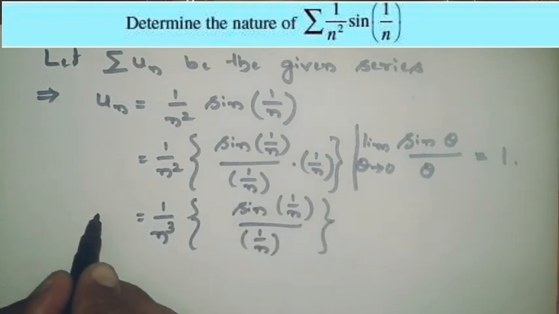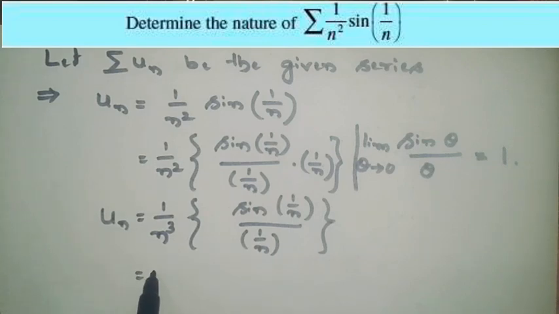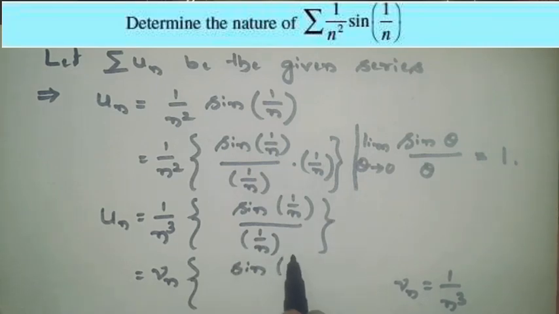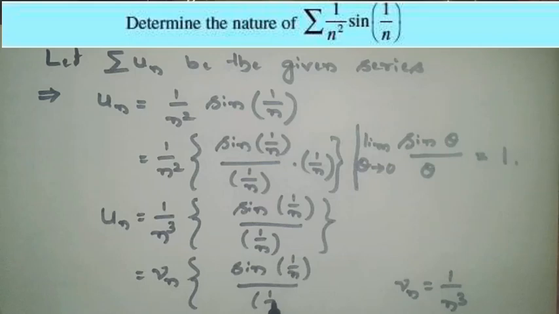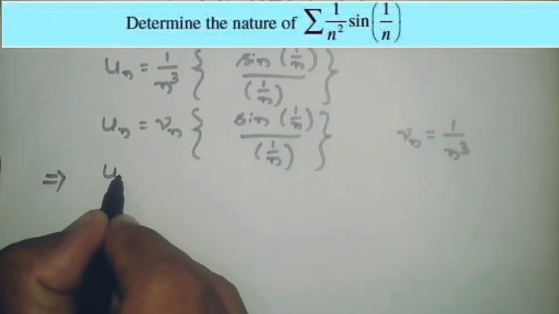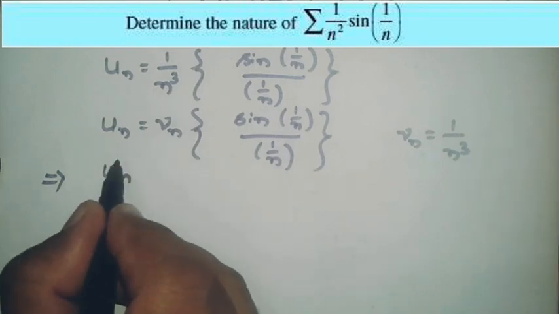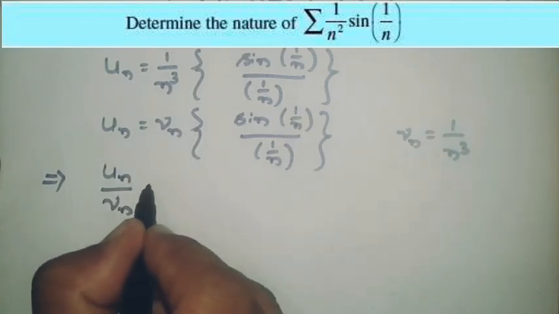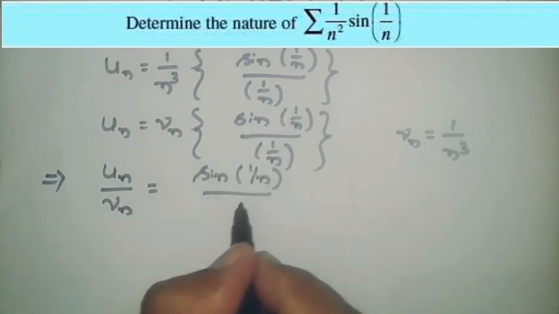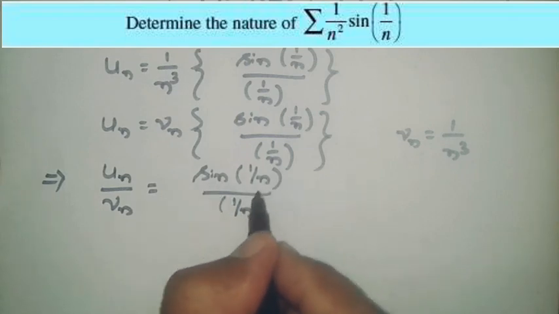Now this is un on LHS. If we take Vn, so Vn we are taking it as 1 by n cube. So this becomes Vn, and the remaining thing as it is, sine of 1 by n by 1 by n. Now on LHS un we are having. This implies un as it is on LHS in the numerator. When we take Vn, it comes to the denominator. So un by Vn we will be having. The remaining thing is sine of 1 by n by 1 by n. That is, it is just like sine theta by theta.